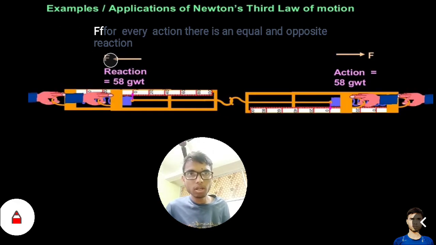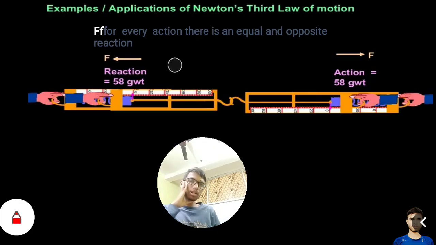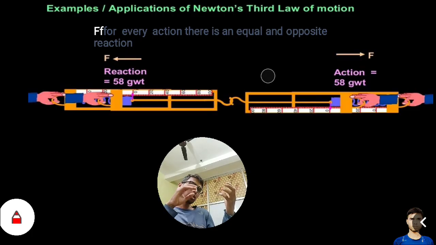So here, for every action there is an equal and opposite reaction. If action is 58, then reaction would be 58 as well. From this only you will see the nature of a force. What is the nature of a force? If action is taken with some newtons, then with that same number of newtons there will be a reaction. That's it.